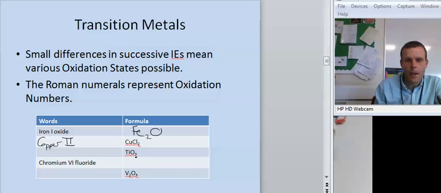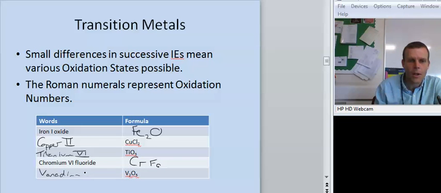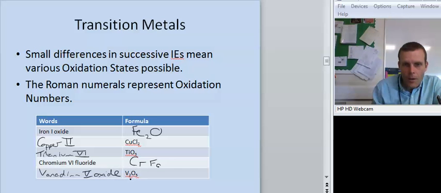Titanium, here it's going to have to be in a +6 state, titanium(VI), like that. Chromium(VI) fluoride, well, that's going to look like that, so I've got 6 F minuses, that's going to make that the 6+. And this one is called vanadium pentoxide, vanadium(V) oxide, because again, if you work that out, the oxidation state must be +5.